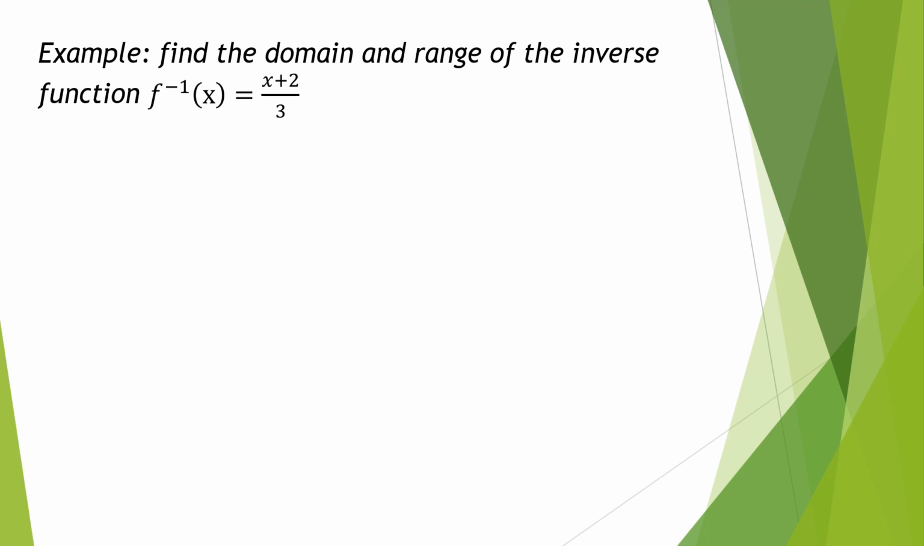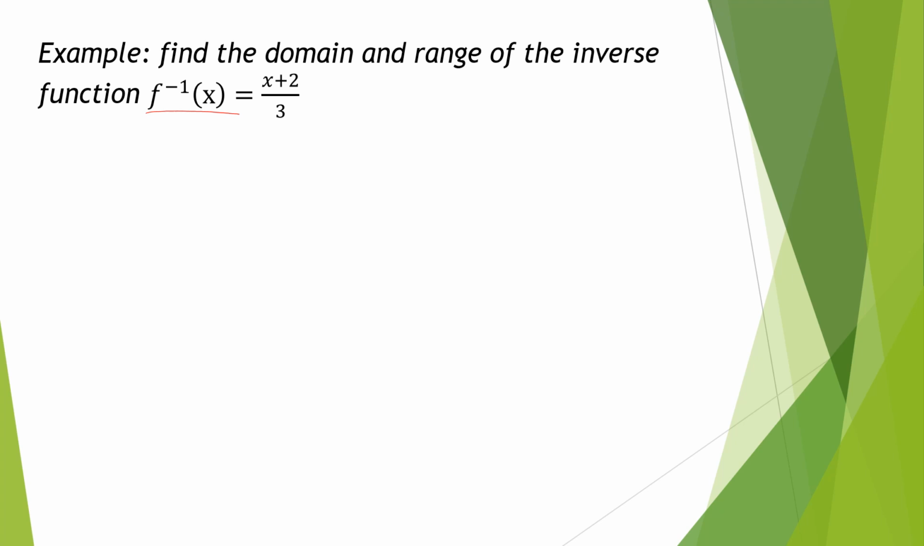Find the domain and range of the inverse function f raised to negative 1 of x is equal to x plus 2 all over 3. Okay, as you can see, class, this one is already the inverse. So, the inverse is given. So, we need to get the original function first. How? The way we get the inverse of a function is the same way we get the original. We just return it to what it was.